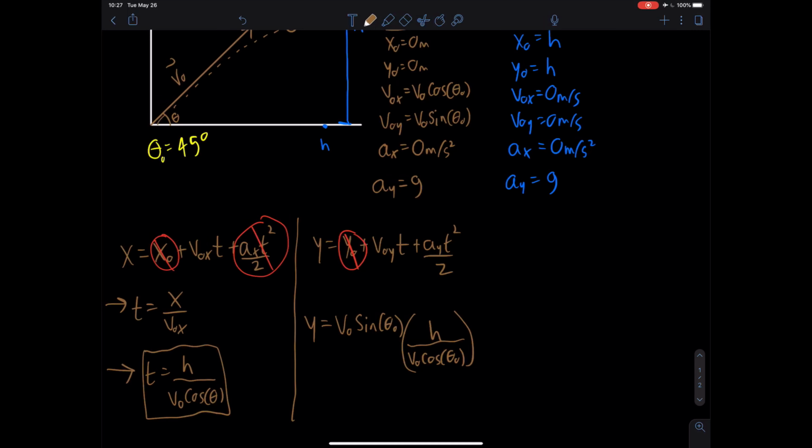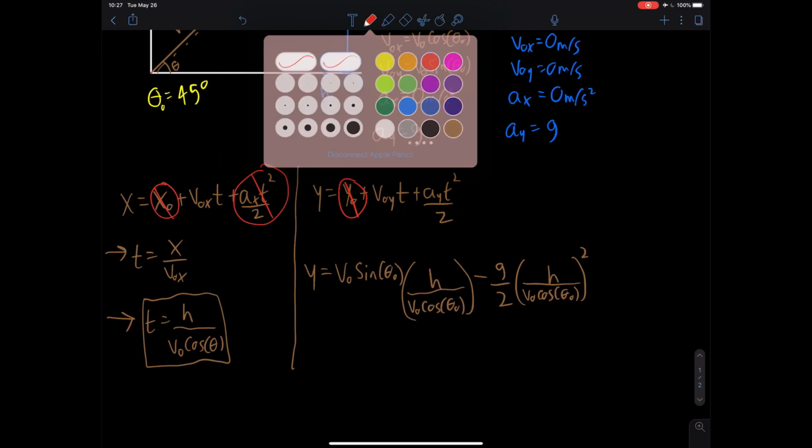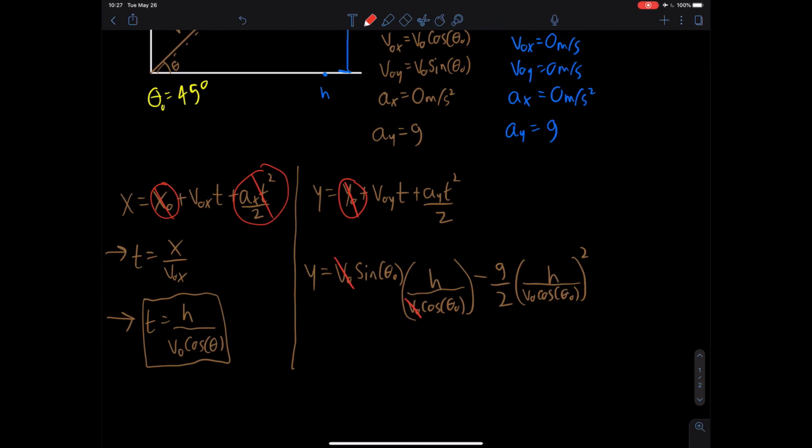Now, this acceleration in the y direction, that's gravity, and it's accelerating downward. So this is going to be minus g over 2. And then t squared, well, that's h over v naught cosine theta, squared. So let's simplify this a little bit. We have that this v naught and this v naught cancel, and then sine theta over cosine theta. Our launch angle up here is 45 degrees.